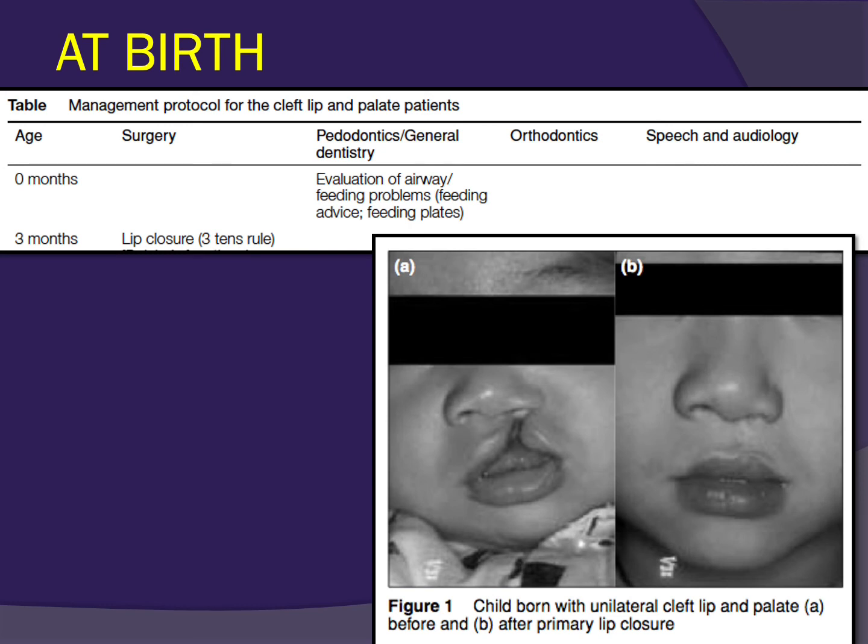At 3 months old, the lip repair will be done. The most common surgical techniques in cleft patients are the Millard repair and Tennison lip repair. They also follow the rule of 10s, which is that surgery should be done when the baby weighs not less than 10 pounds, the baby should not be less than 10 weeks of age, and the blood hemoglobin should not be less than 10 grams.